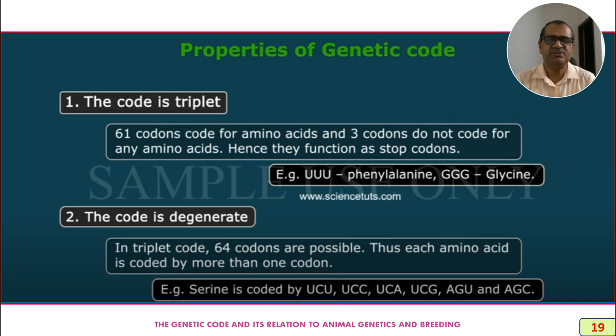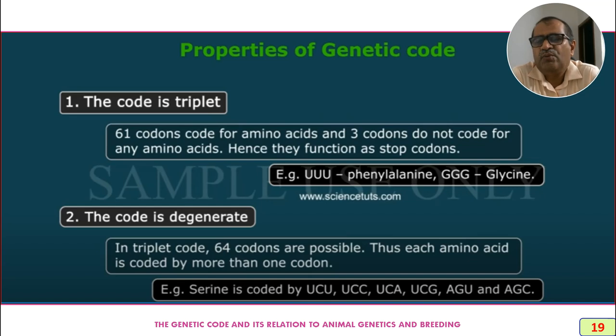Then the properties of the genetic code. The code is a triplet, meaning it contains three nucleotides, and most codons code for amino acids, but three codons do not code for any amino acids. Hence they function as stop codons.